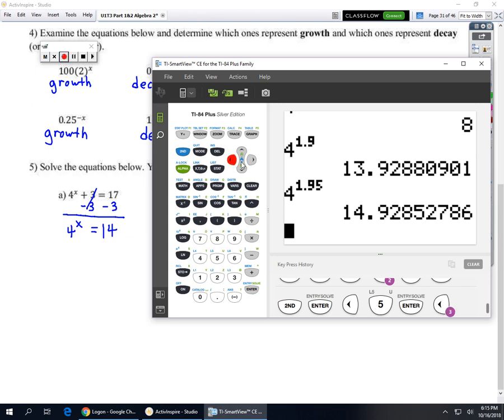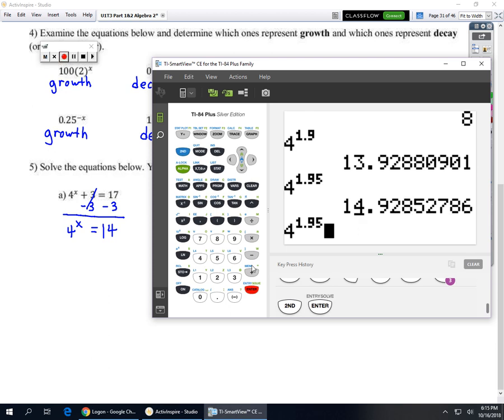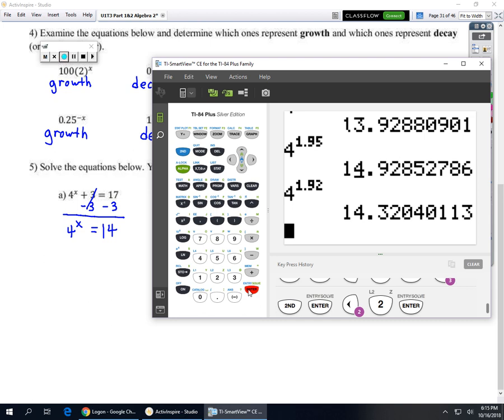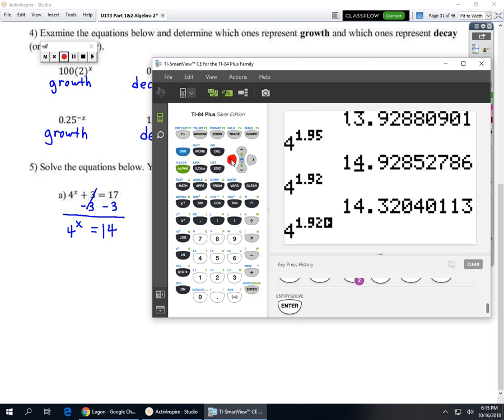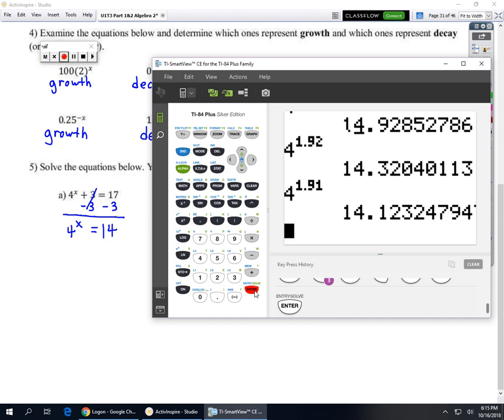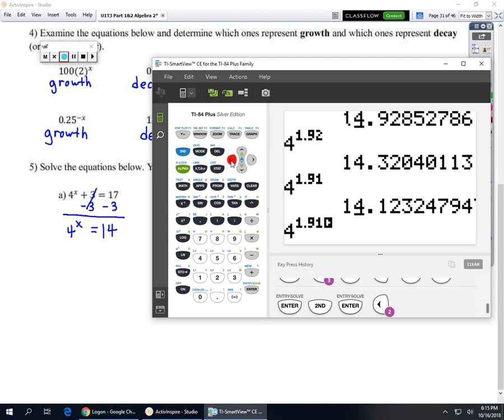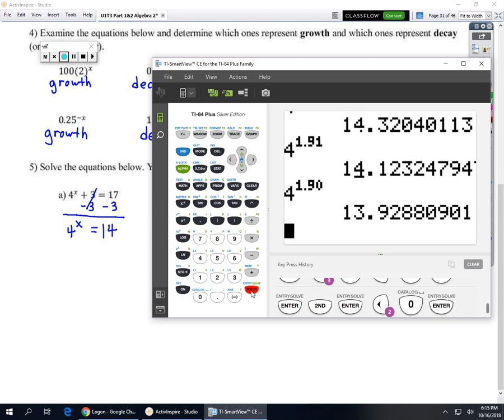1.9, 1.92. Still bigger than 14. 1.91, 14.12. All right, 1.90. Oh, I see. So 1.91 gets you bigger than 14. 1.90 is less than 14, so it's got to be 1.90 something.